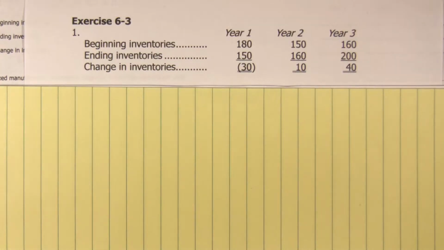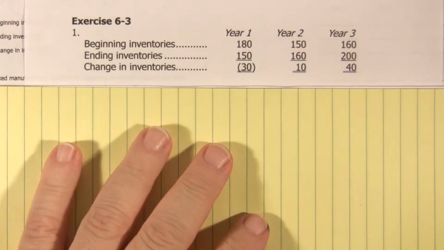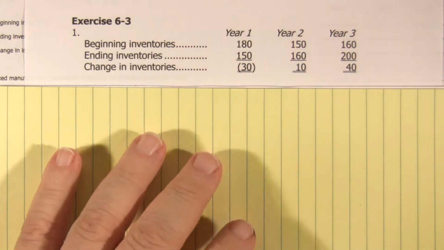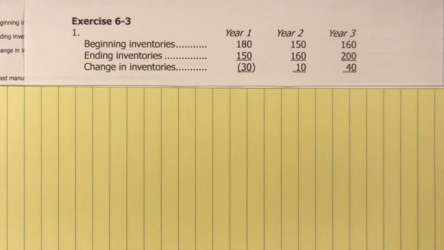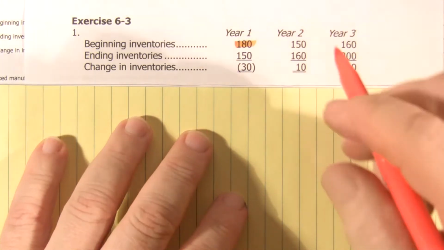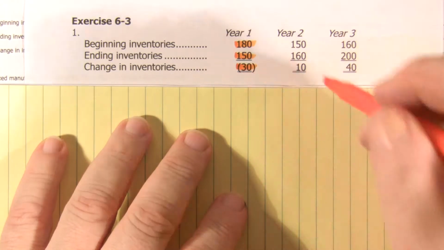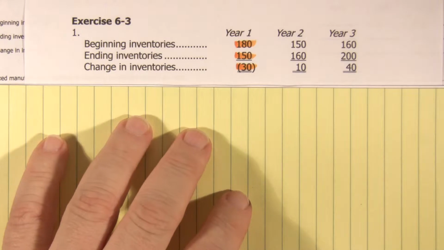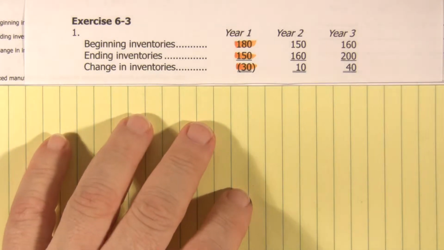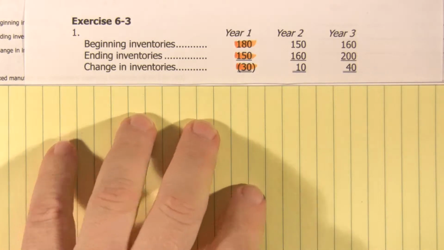Okay, exercise 6.3. First thing it asks us to do is determine the change in inventories from year to year. And this information was just given to us. We're told that in year 1, the beginning inventory was 180. The ending inventory was 150. So the inventories went down 30,000 units, or 30 units.